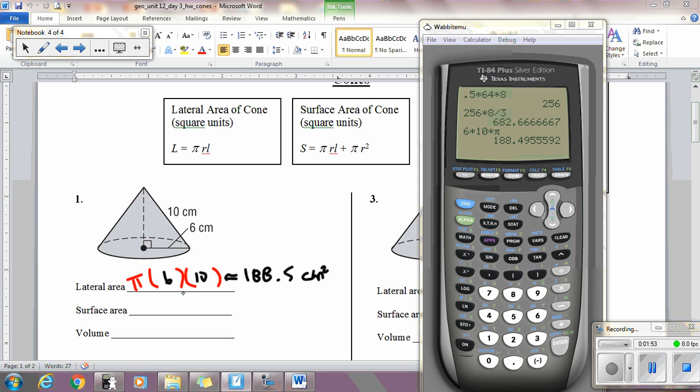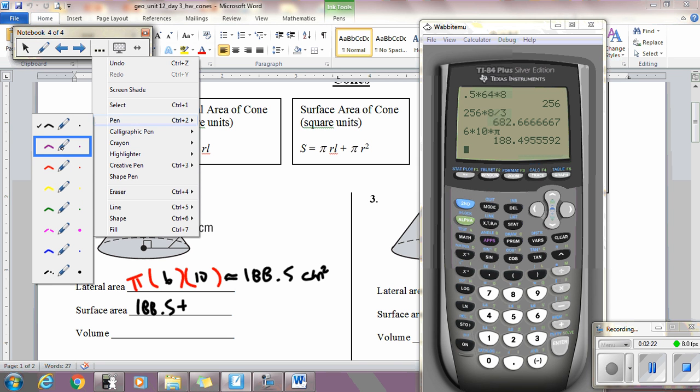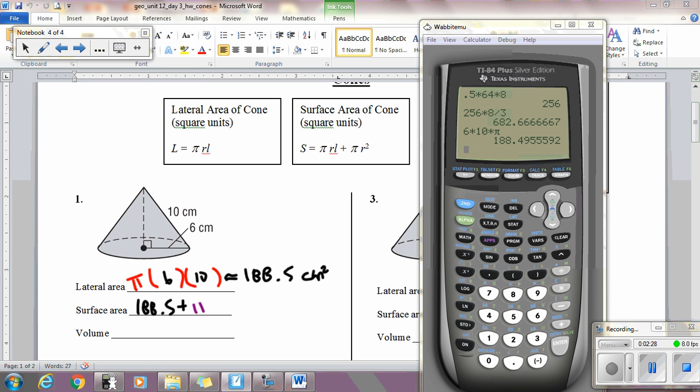Now, I'm going to write the first part, 188.5, but when I use the calculator, I'm not going to type 188.5. I'm just going to hit answer because that's the best and more accurate way of representing that answer right now. But just for time's sake, I'm only going to write the additional piece of the surface area formula. So I just need to now add pi times my radius, which is 6 squared.